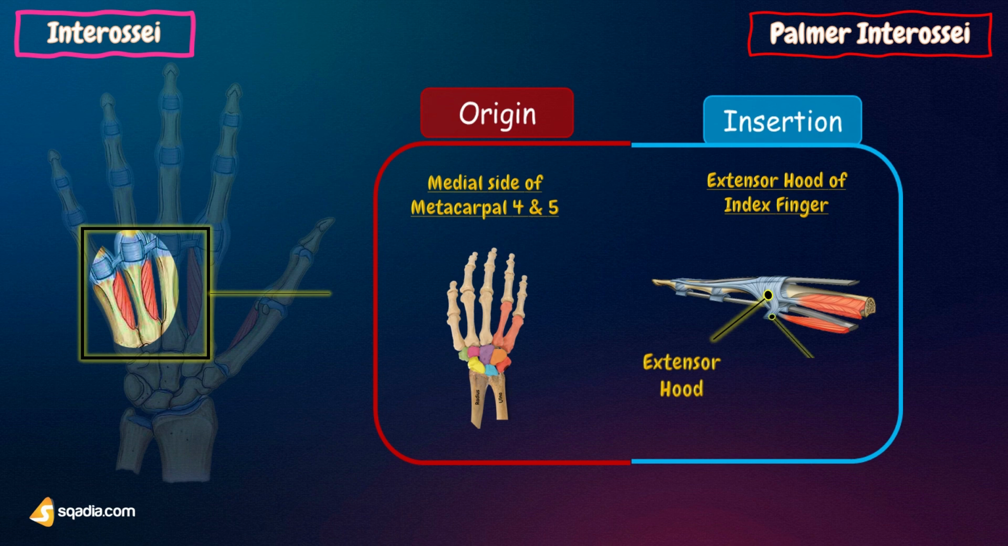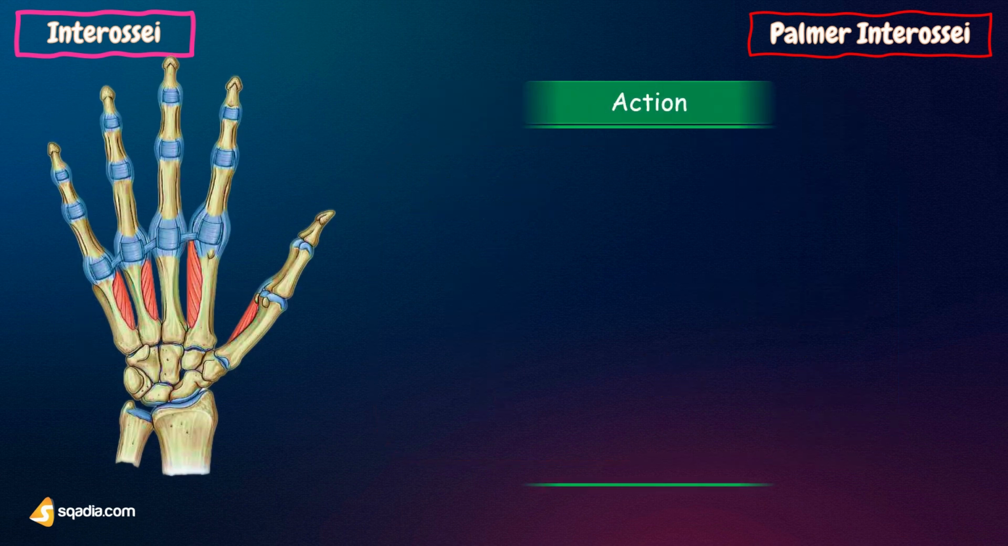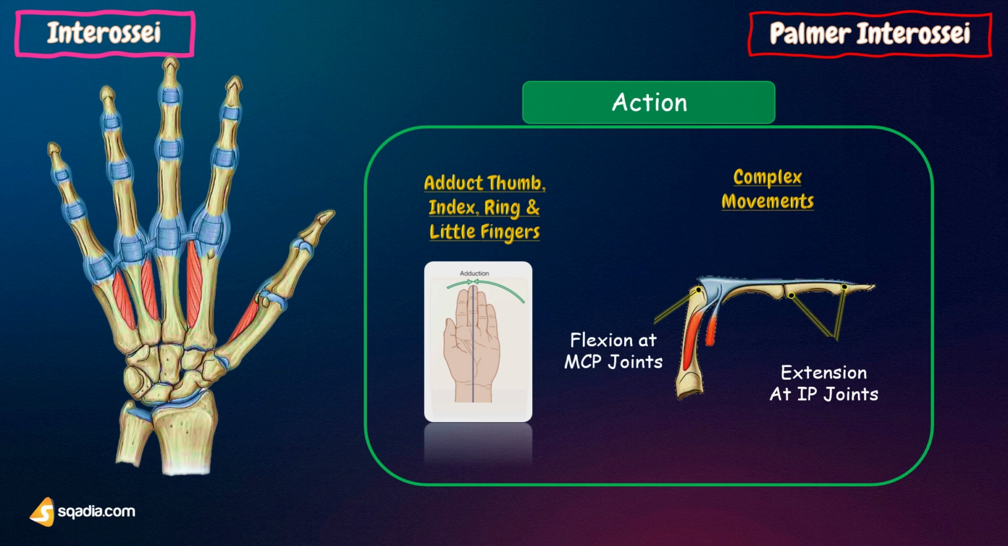Like the tendons of the dorsal interossae, the tendons of the palmar interossae pass dorsal to the deep transverse metacarpal ligaments. The palmar interossae adduct the thumb, index, ring, and little fingers with respect to a long axis through the middle finger. The movements occur at the metacarpophalangeal joints. Because the muscles insert into the extensor hoods, they also produce complex flexion and extension movements of the digits.